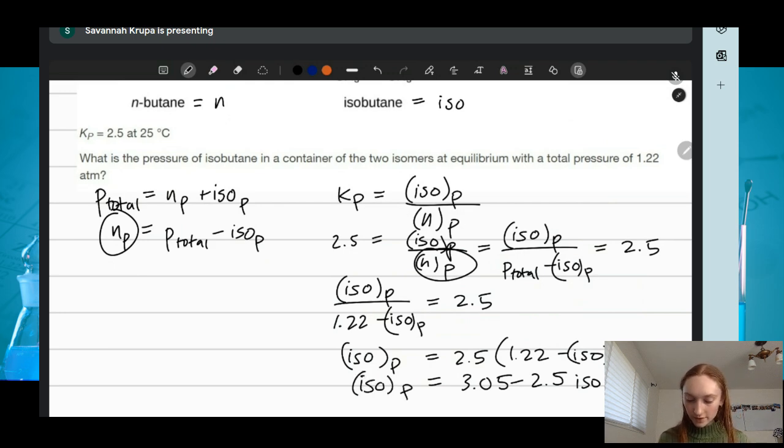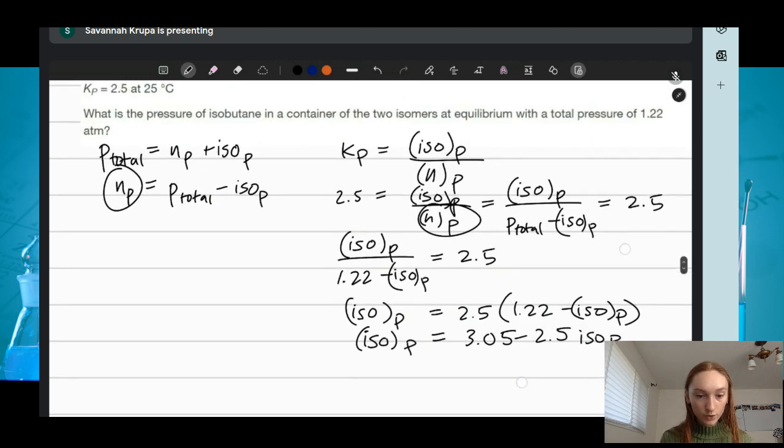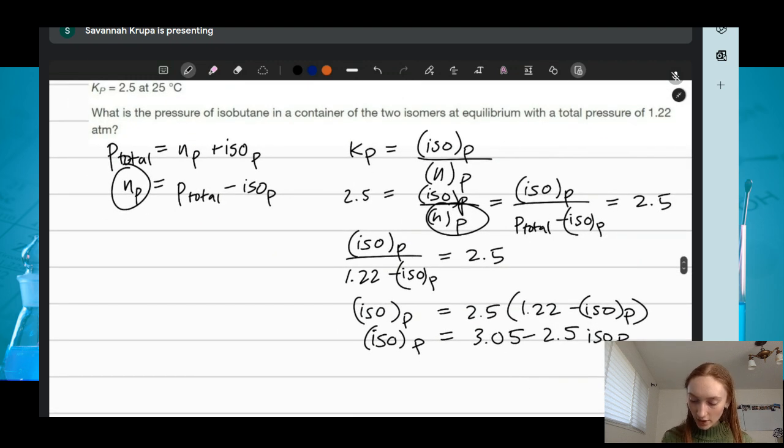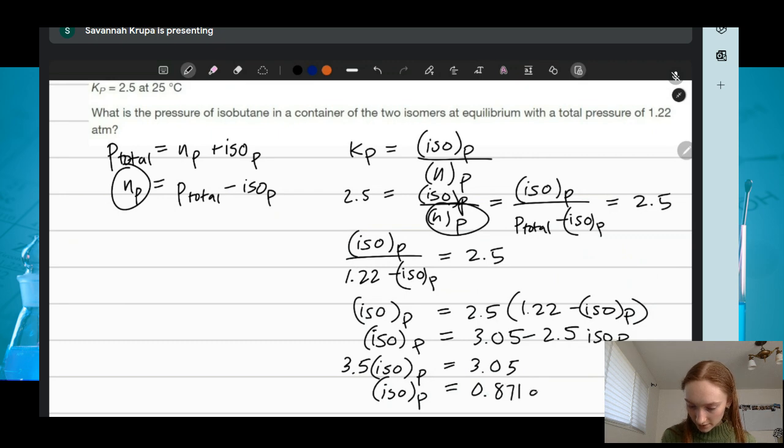And so now all we have to do is get the iso-Ps on one side and then solve for it. And so when we do that, we will add 2.5 to both sides. So we'll have 3.5 iso-P equals 3.05. And so dividing both sides by 3.5, we will get an answer of the partial pressure of isobutane as 0.871 atmospheres, because we are in the units of atmospheres.